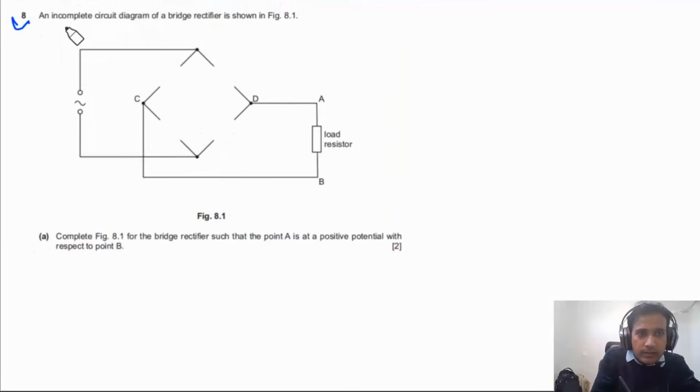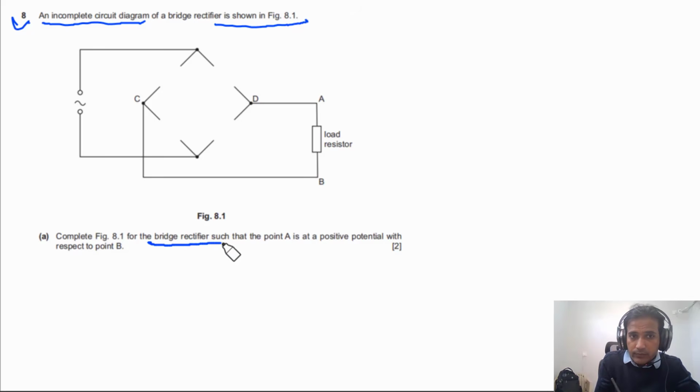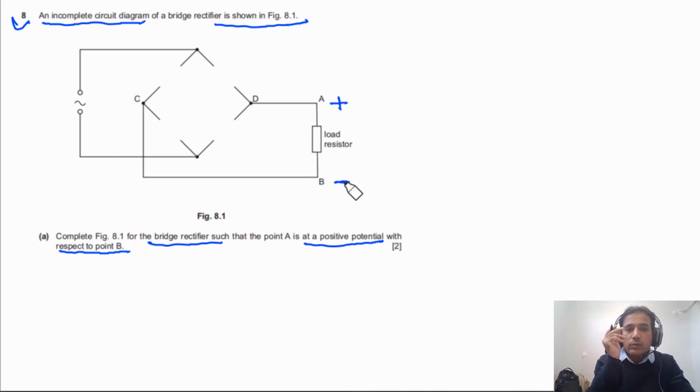Question 8 says, an incomplete circuit diagram of a bridge rectifier is shown in figure 8.1. Complete figure 8.1 for the bridge rectifier such that the point A is at positive potential with respect to point B. So this one has to be positive, this one has to be negative. So how can we draw the diodes? We need to draw the 4 diodes.